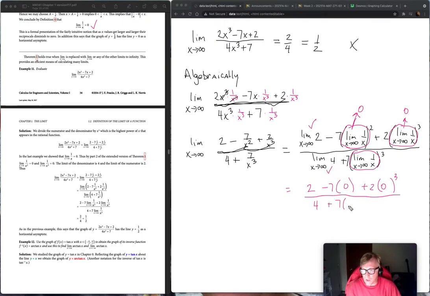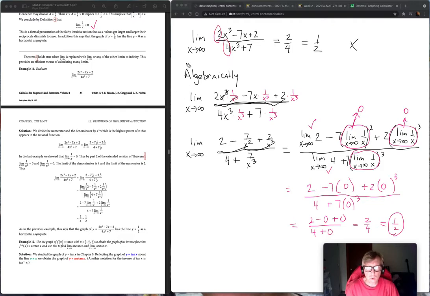And then 7 times 0 cubed, right? So what we finally come out with is 2 minus 0 plus 0 over 4 plus 0, which really is 2 over 4. So maybe in your pre-calculus classes, when you're finding the value of a horizontal asymptote, and it just turns out to be 1/2, you weren't really calling it limits. This is what you were doing. You were just comparing the coefficients.